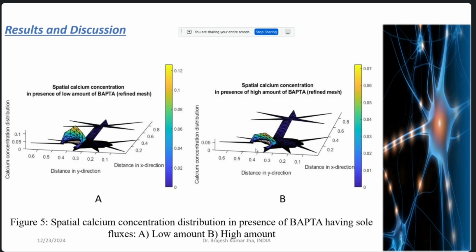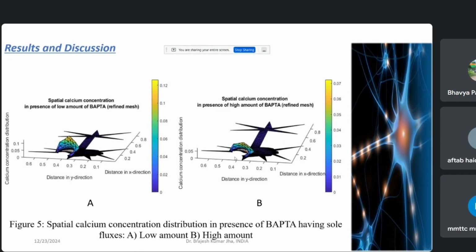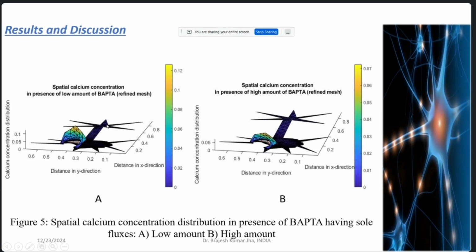So if you generate the low and high buffers, in the first phase, if the low buffer is present inside the cell, then after the reaction it rises to a point, and then it goes down, down, down, and throughout the body it goes to 0.1 micromole. That is the steady state condition. It will take rest.